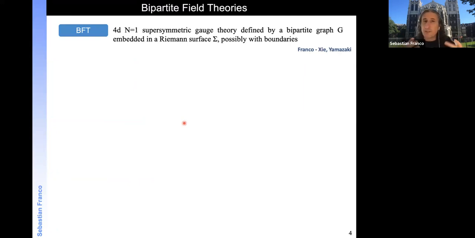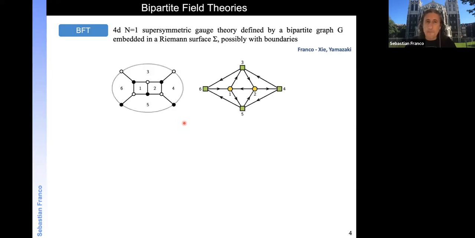You can think of it as a four-dimensional N=1 supersymmetric gauge theory, defined by a bipartite graph on a Riemann surface, which might have boundaries. So the brane tilings are an example, they're on a torus, but then you have something a little bit more general. So this is an example of a bipartite graph on a disk.